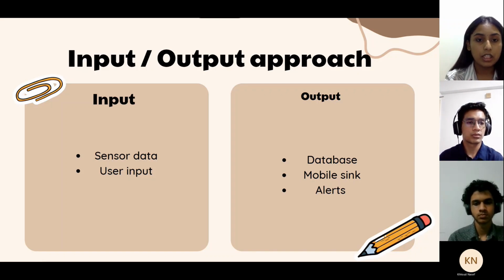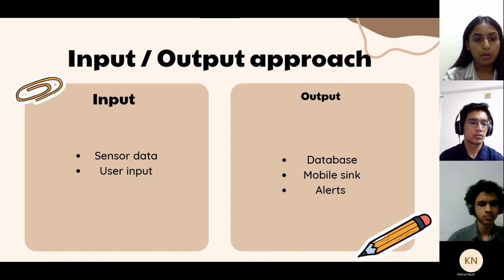And finally, for the alerts, when the sensor data indicates a certain environmental condition that is beyond the required range, the system sends a real-time alarm to the farmer or the agricultural expert, and it enables the farmer to take prompt actions to protect the crops. So now I will pass to the next presenter.